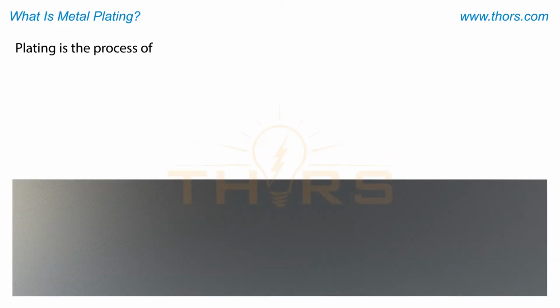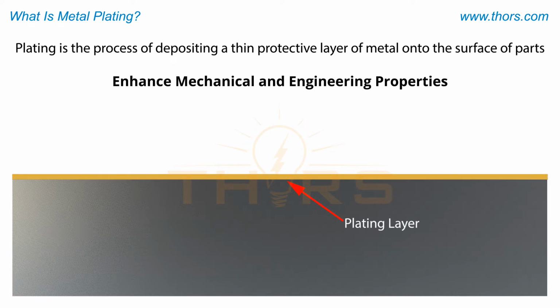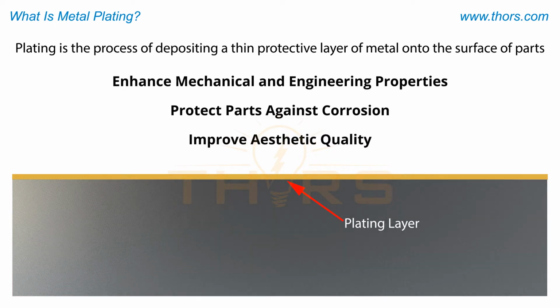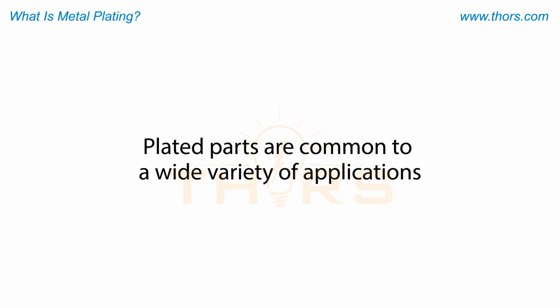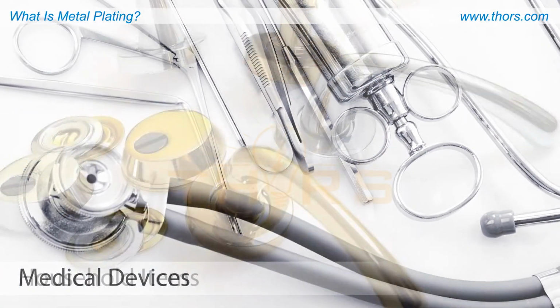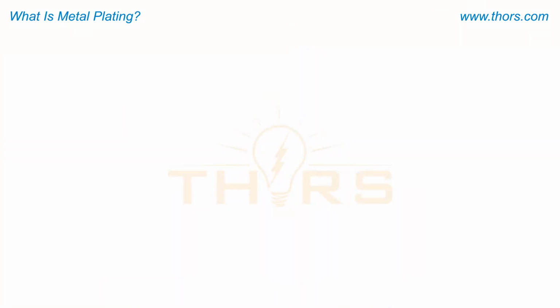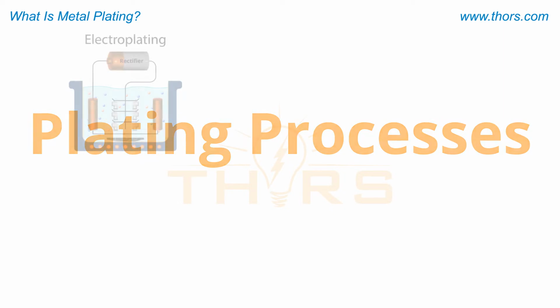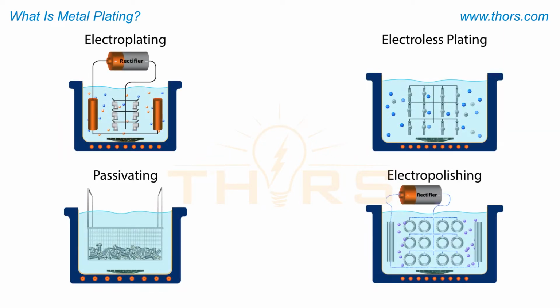Plating is the process of depositing a thin protective layer of metal onto the surface of parts or products to enhance mechanical and engineering properties, to protect parts against corrosion, and to improve aesthetic quality. Plated parts are common to a wide variety of applications, such as car parts, medical devices, household items, and hand tools. This course will cover plating processes such as electroplating, electroless plating, passivating, and electropolishing.